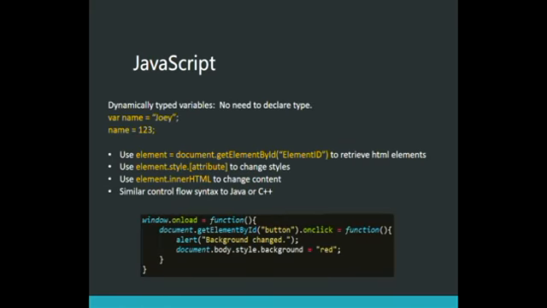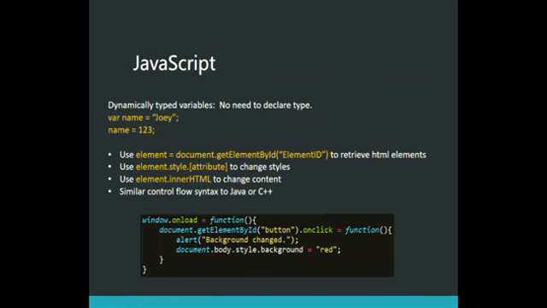JavaScript is dynamically typed. Its variables are dynamically typed. That means it's not like C++ or C, where you need to specify the type of your variable. Instead, you just use var followed by your variable name. In this case, name equals a string, Joey, and then you close the statement with a semicolon. Then you can change the content anytime to anything you want. Initially it's a string, and then you can change it to a number. That's fine.